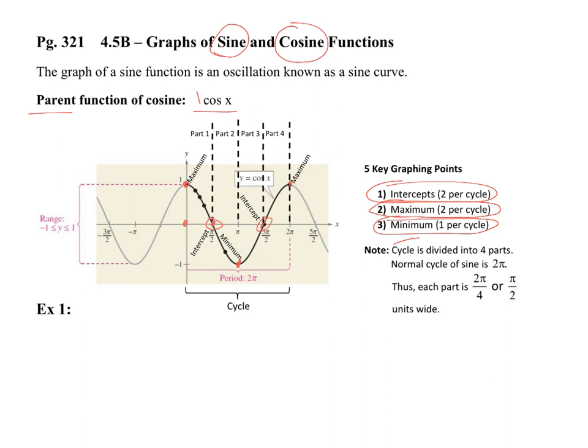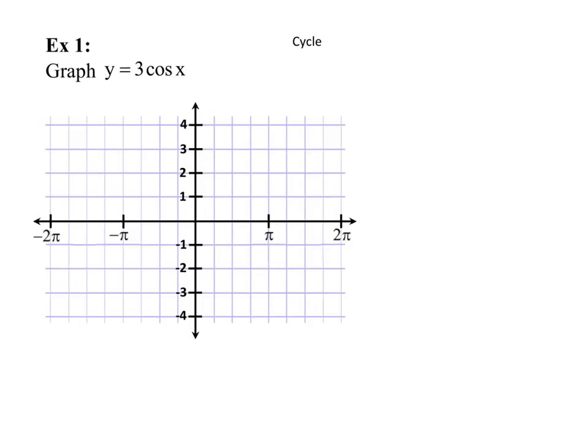We divide the cycle into 4 parts. A normal cycle, or period, has a length of 2 pi. If we take 2 pi and divide it by 4 to get our 4 parts, we move by increments of pi over 2. So pi over 2, 2 pi over 2, 3 pi over 2, 4 pi over 2. And that's how we get one cycle for our graph. Everything else is the same. So let's go on and work with some examples.